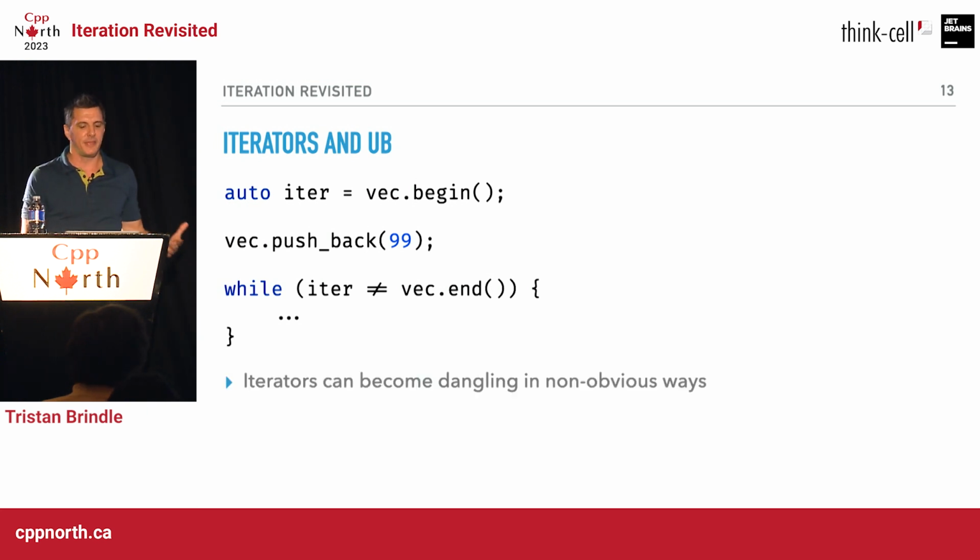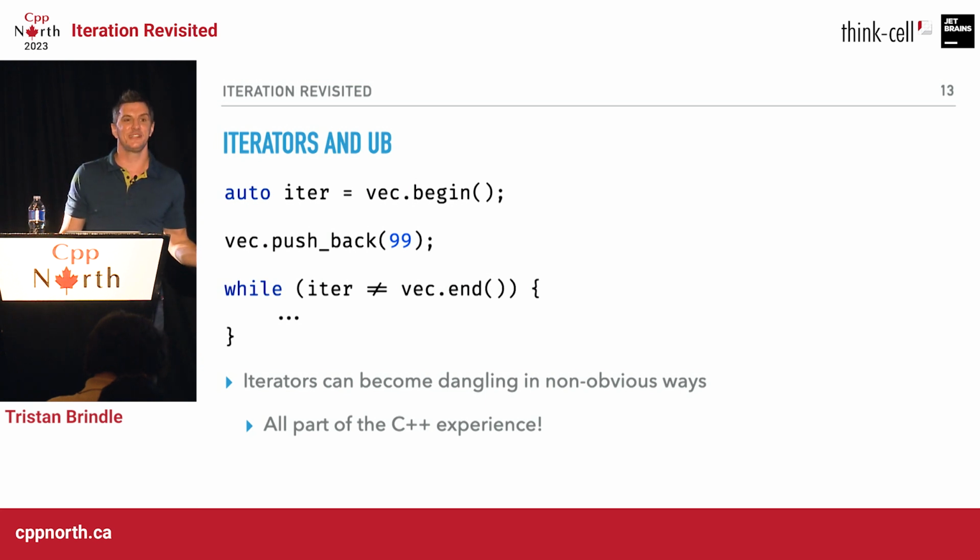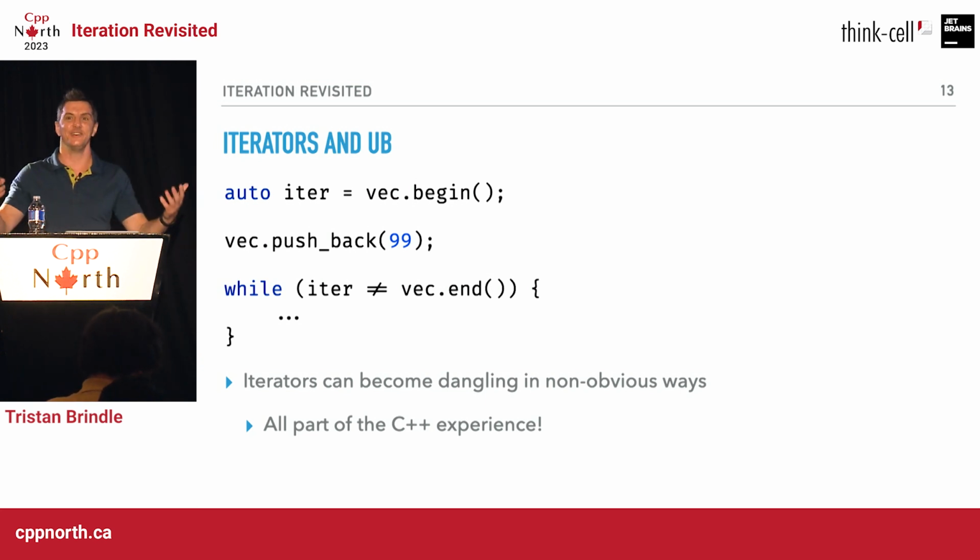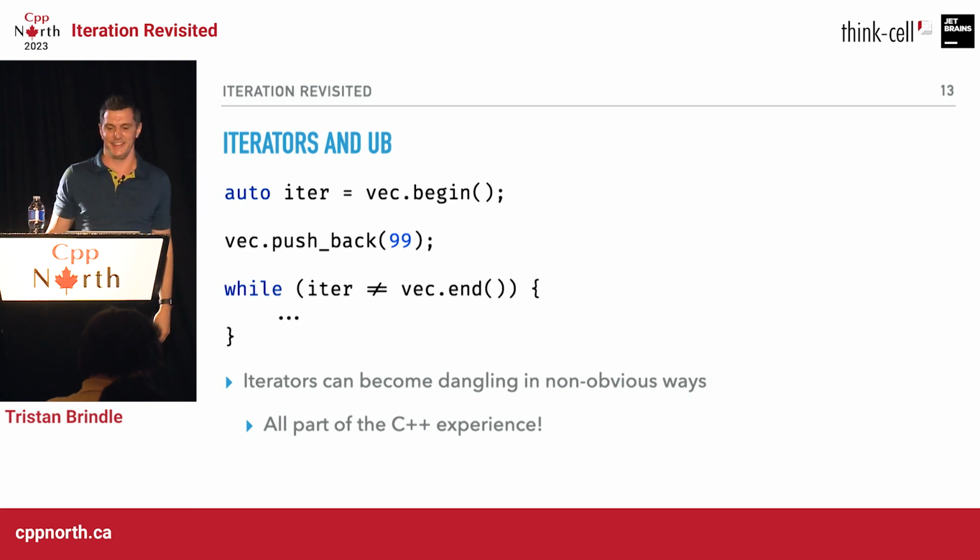So iterators can become dangling in non-obvious ways, right? Just by inspection, if you don't know how iterators and vector work behind the scenes, there's nothing that jumps out at you as bad about this. It's all part of the C++ experience, right? This is how you become a senior developer. This is how you get to go to conferences, because you know about things like this.